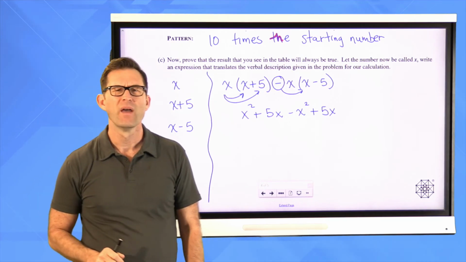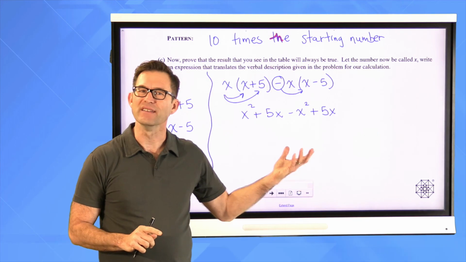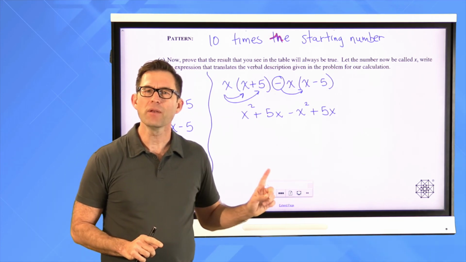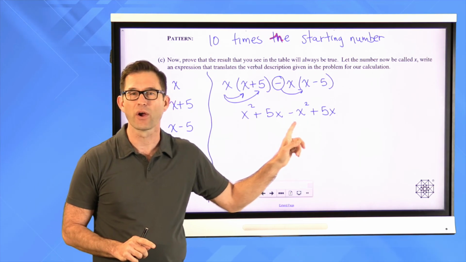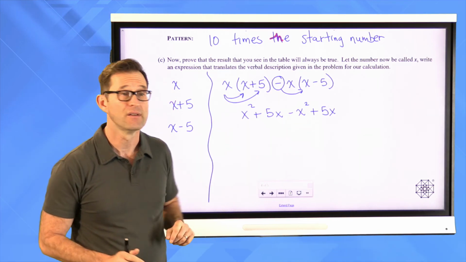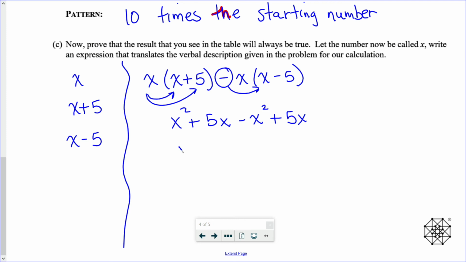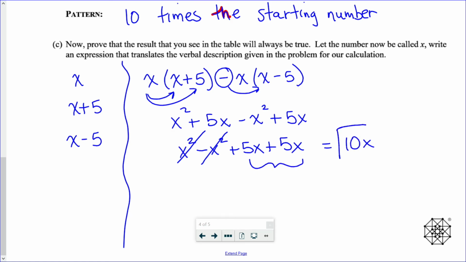All right, that almost looks like I should get 0, right? But keep in mind, this is x squared plus 5x plus negative x squared plus 5x, right? So we can actually rearrange this now as x squared minus x squared plus 5x plus 5x. x squared minus x squared, that's just 0. 5x plus 5x gives me 10x. And there you have it.